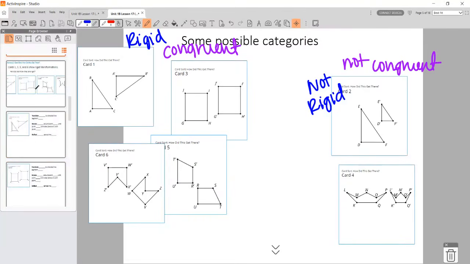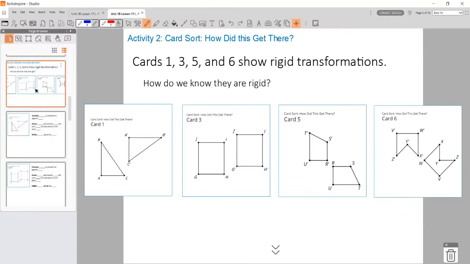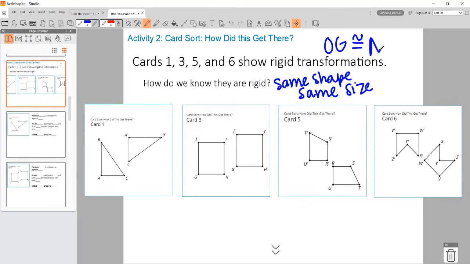So I want to focus on these rigid transformations now. We're going to describe a sequence of rigid motions that takes one of these shapes onto its image. First of all, how do we know that things are rigid? Remember, rigid motions means that they're exactly the same shape, same size, or they're congruent. The original shape is congruent to the new one. There's a math symbol for congruent to.